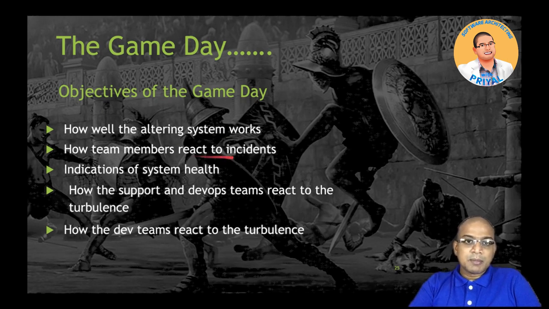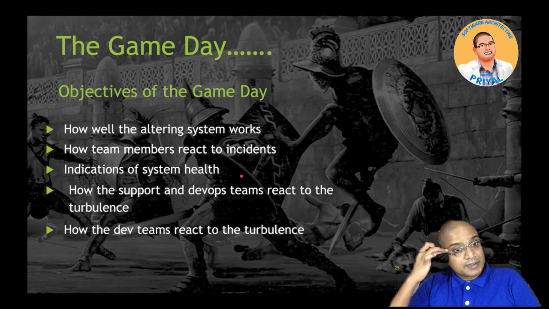Second, how team members react to incidents. There are two ways of doing these incidents, which I will explain in the next slide. So how your team members react to these chaos engineering incidents, whether they are capable enough, or you are testing their abilities, and how they behave in an incident. And third, indication of system health.